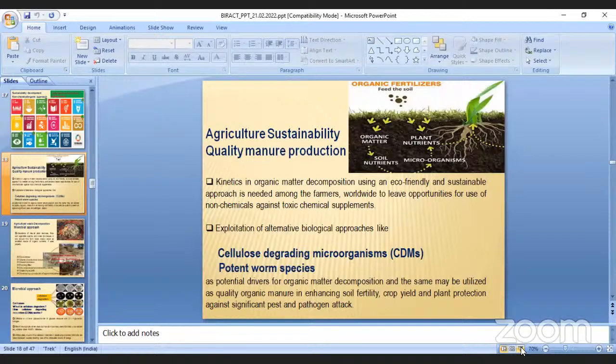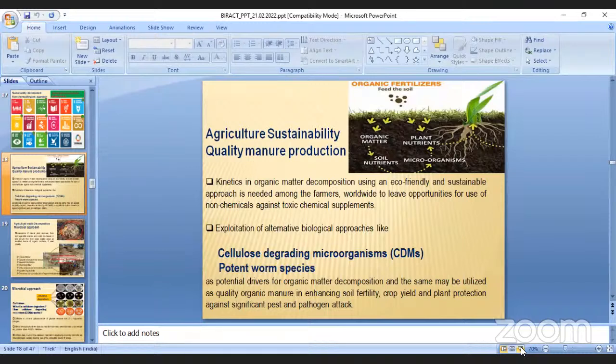They can be used properly with the addition of alternative sources like biological non-chemical approaches. They can be converted to suitable, sustainable biofertilizers and applied in order to reduce the load of chemicals. So by applying these sustainable approaches, we can reduce the load of chemicals. We can use cellulose degrading microorganisms, which are basically active on cellulose materials like agro waste or agro plant biomass products, wheat biomass, this type of things.